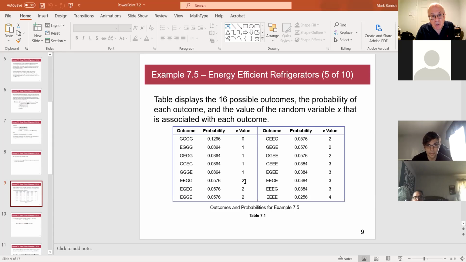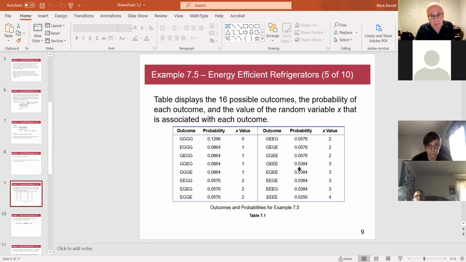Same thing with x is equal to 2. For x is equal to 2, there are 6 outcomes that have that. Here are the 6 of them. Each one of them is 0.0576, but now we're going to add the 6 of them together to give you the probability that x is equal to 2. For x is equal to 3, that's 3 energy efficient outcomes out of the 4 customers. Then these are the 4 possible outcomes.